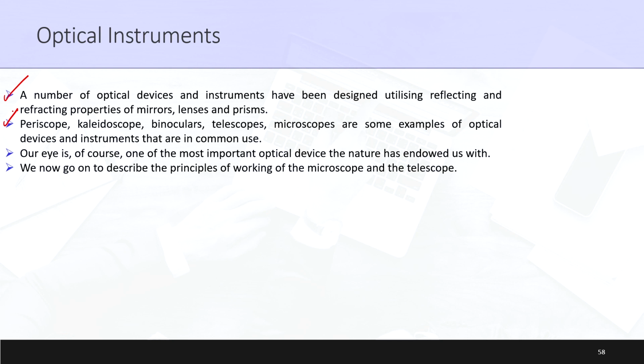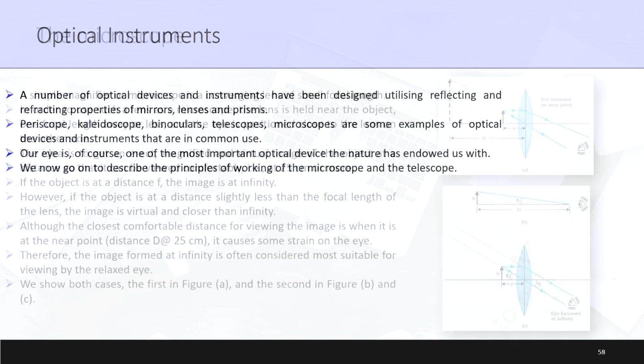Okay. Our eye is of course one of the most important optical devices that nature has endowed us with. We can now go on to describe the principles of working of the microscope and the telescope. So, basically for the complete 12th class syllabus, you should know the principles of working of the microscope and telescope. Okay. So, let us move on.